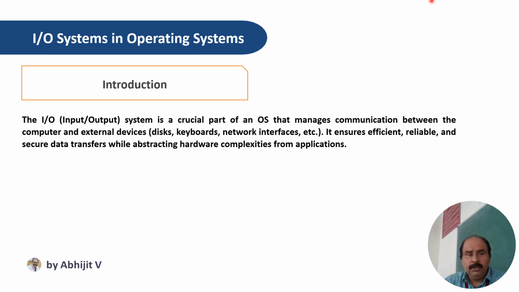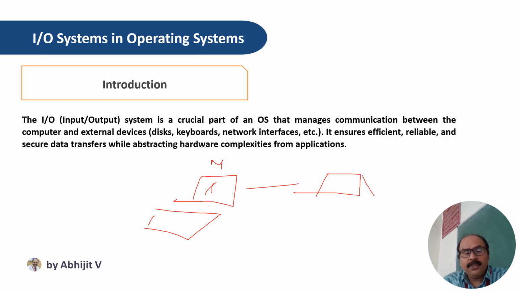Input output systems in OS management. So in your computer, you have keyboards, monitors, printers, etc. One part of our system, the operating system, is used to manage these input output devices such as keyboards, printers, scanners, monitors, webcams, etc. In simple terms, we have put it as disks, keyboards, network interfaces, and so on.